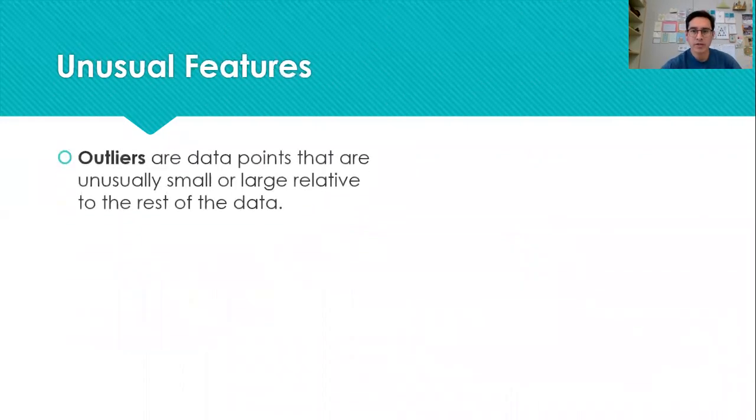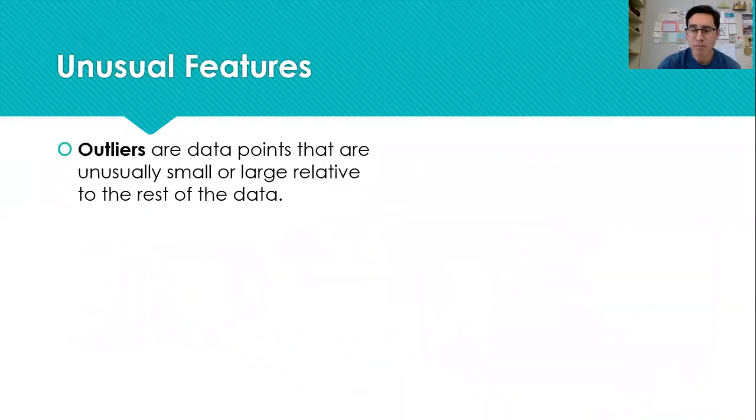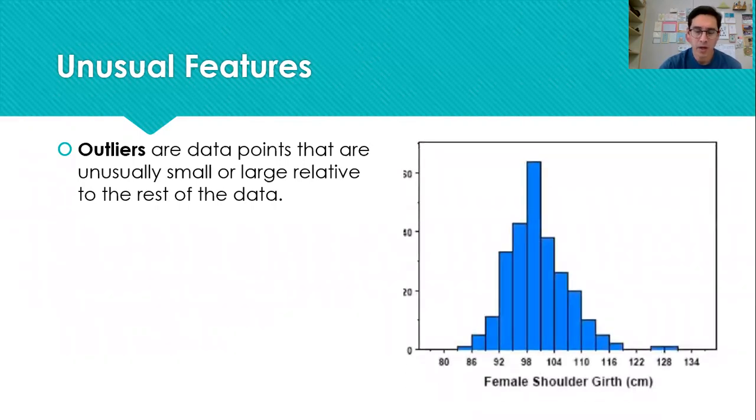Let's talk about unusual features. There are a couple different things that might be unusual, the first of which is an outlier. This is a data point that is extremely small or large compared to the rest of the data. If we look at the histogram of female shoulder girths again, over there at the right, there's some data around 128, which seems to be pretty large compared to the rest of the distribution.